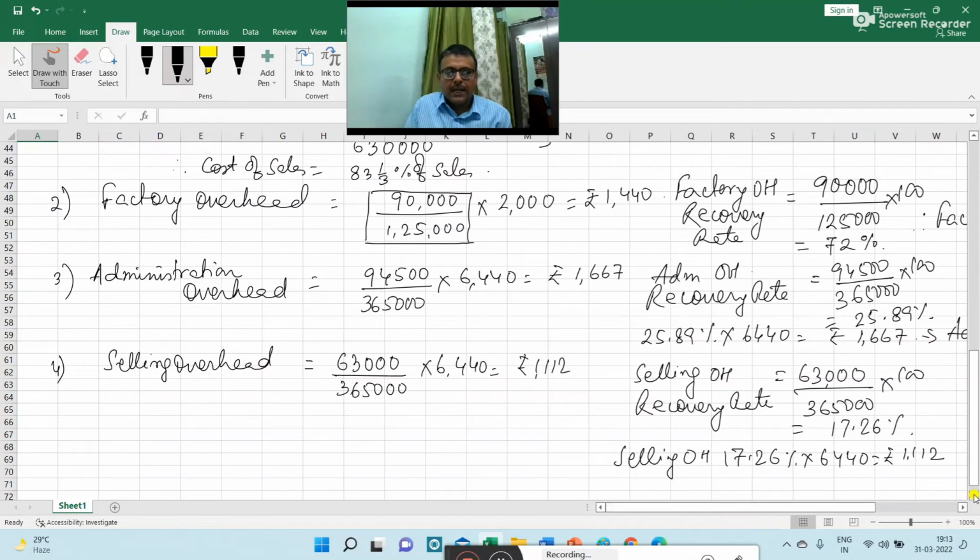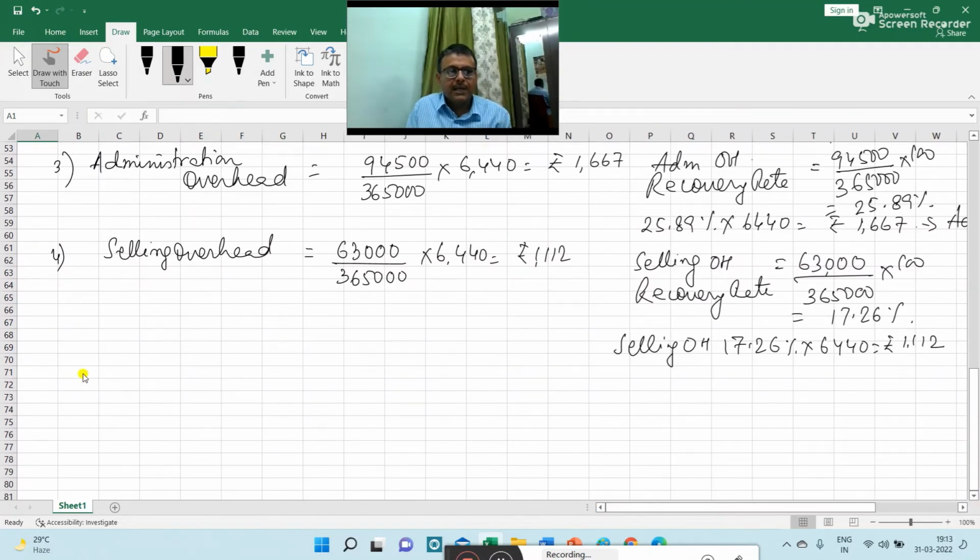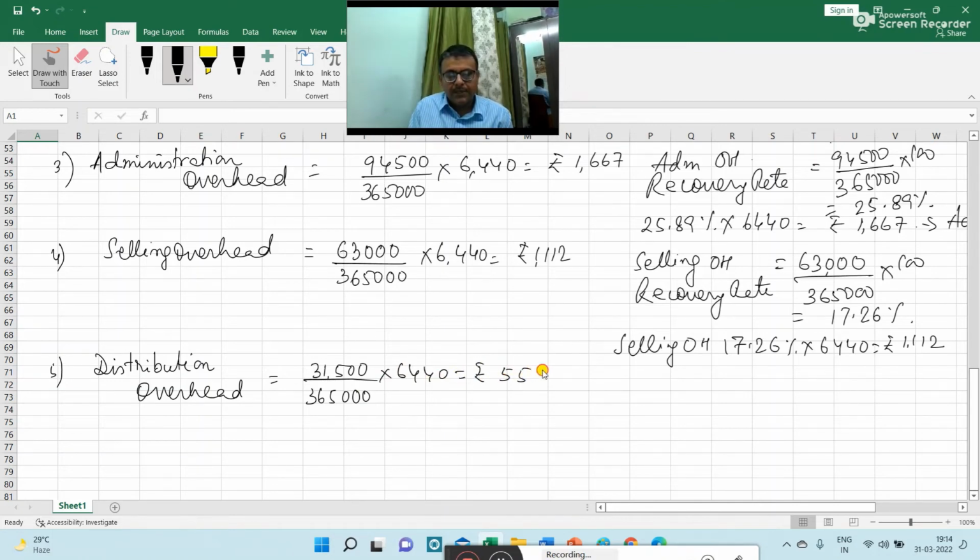Then you need to calculate the distribution overhead. So I am writing here distribution overhead. So distribution overhead is 31,500 divided by 3,65,000 into 6,440. You will get 556. And here I am calculating the distribution overhead recovery rate. Distribution overhead recovery rate.